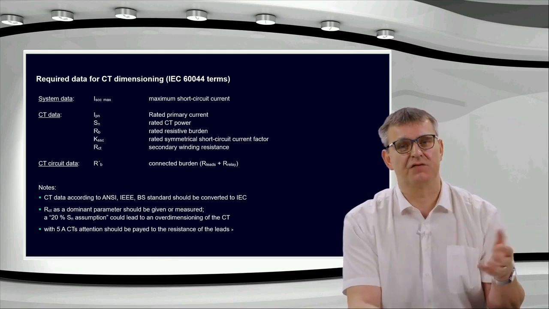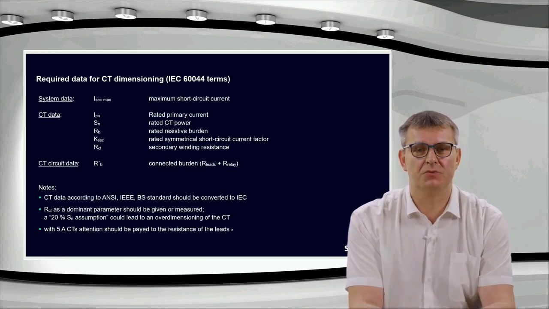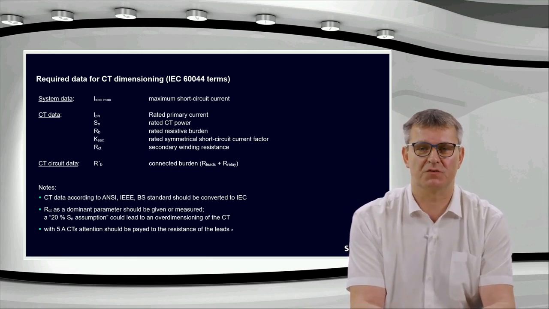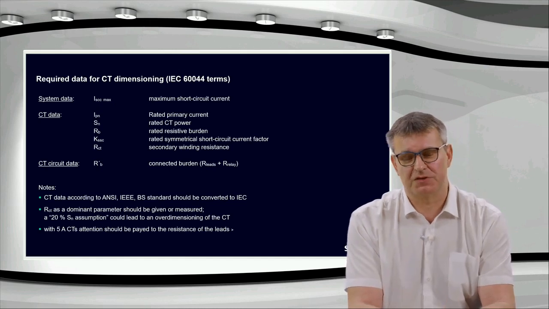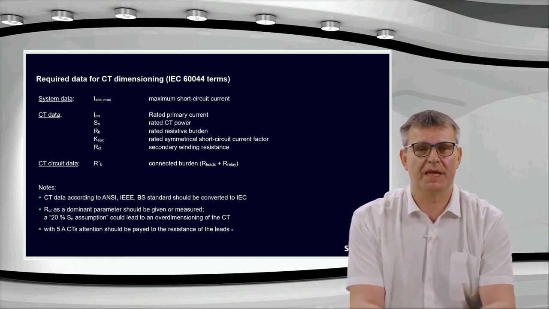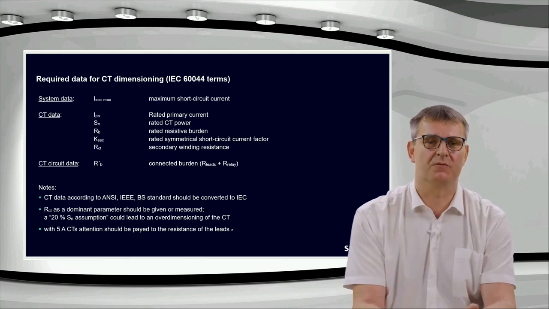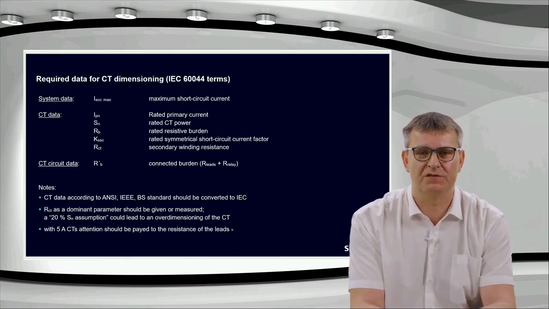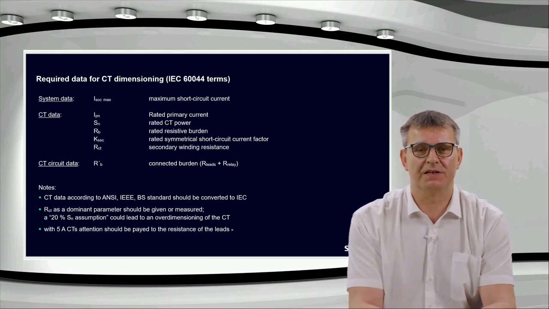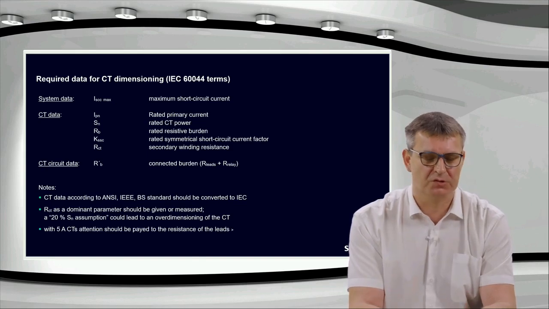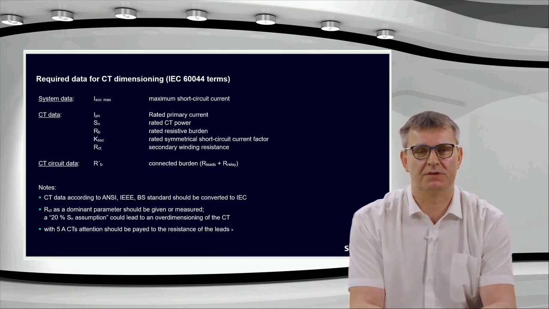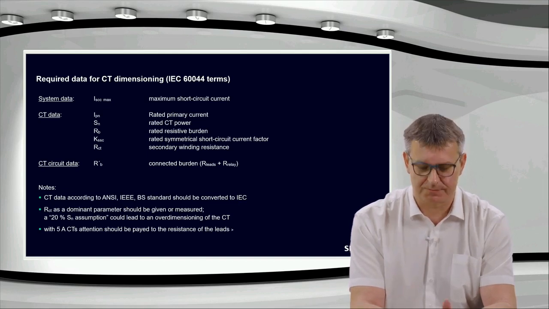The resistance of the leads is, of course, every time an issue in a distributed busbar protection or in a wide area busbar protection, when a centralized busbar protection may be used, and here the resistance of the leads may be quite high, which could once again lead to an earlier saturation of the CTs. That's the reason why in a wide area substation it is preferred to use a distributed busbar protection. We will see it later in the equations for the CT dimensioning.